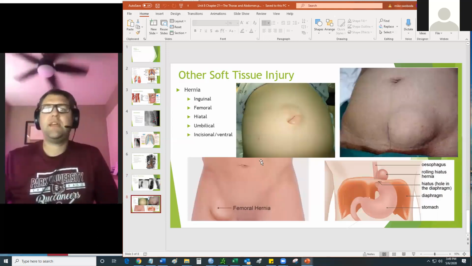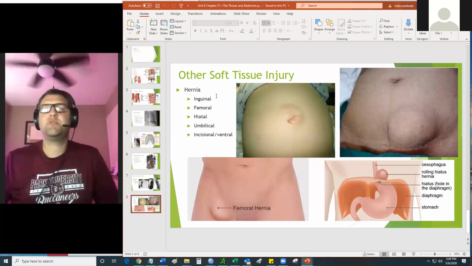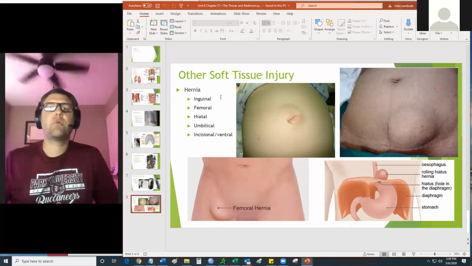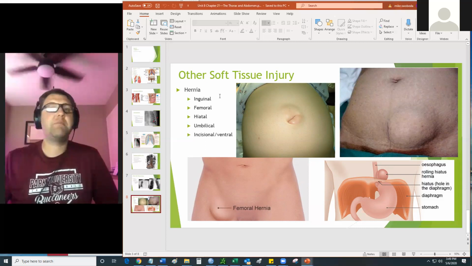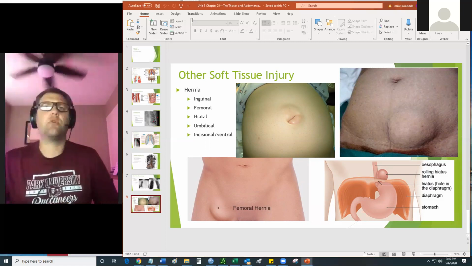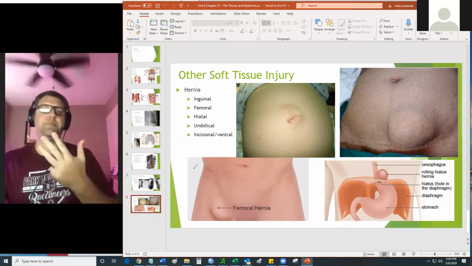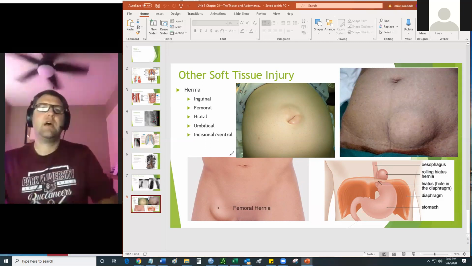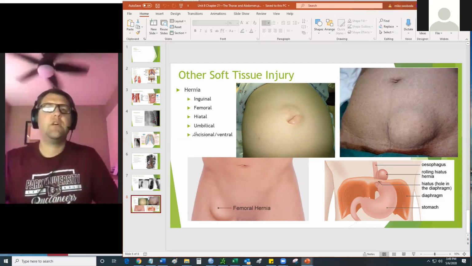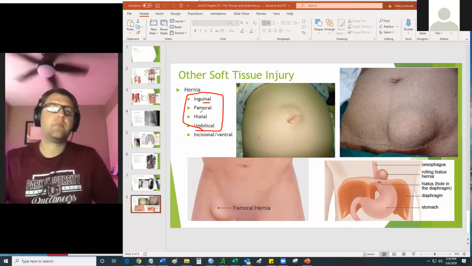And then last thing here I want to talk about is hernias. So these are your soft tissue injuries that you would see primarily in the abdomen and groin area. You can see these up closer to the thorax. Now, you are going to have primarily 4 different types of hernias that you'll see most often. And those are these right here: inguinal, femoral, hiatal, and umbilical.